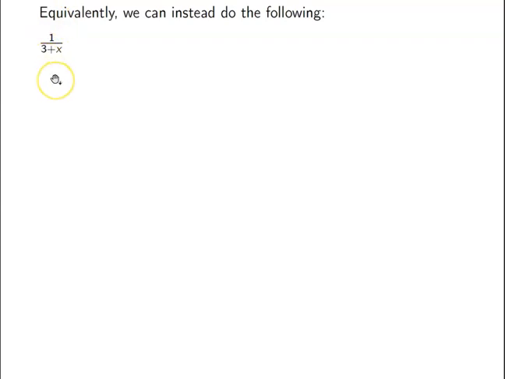So I have 1 over 3 plus x as the function I'm interested in. I could have just pulled out a factor of 3 from each piece, and now I have 1 over 1 plus 1/3 x with this multiple of 3 on the outside, and then did the same kind of shifting that I did before, right?